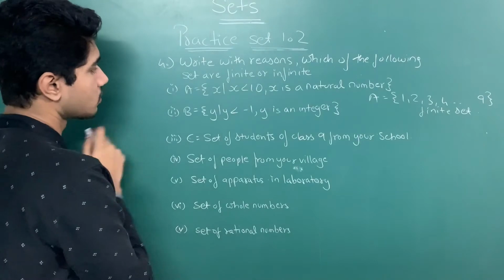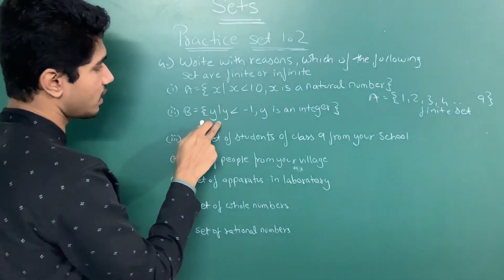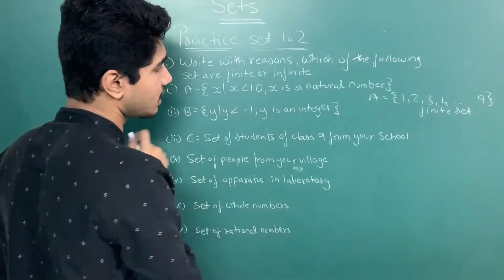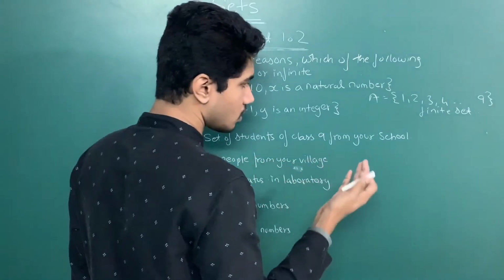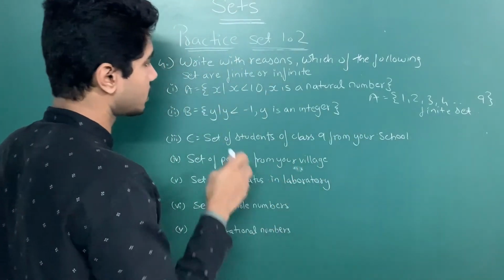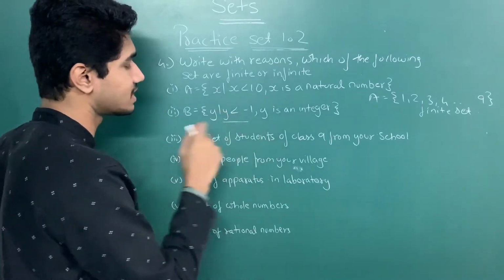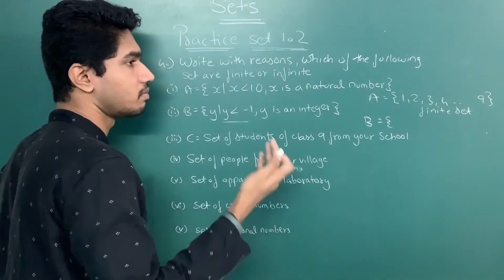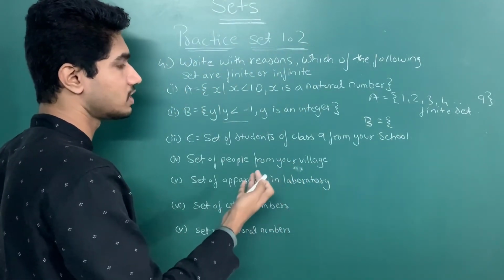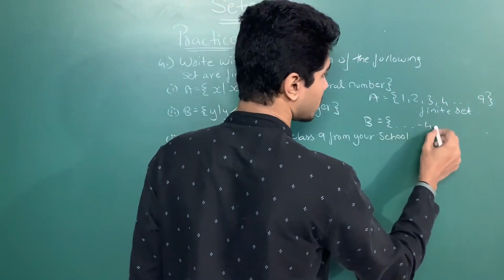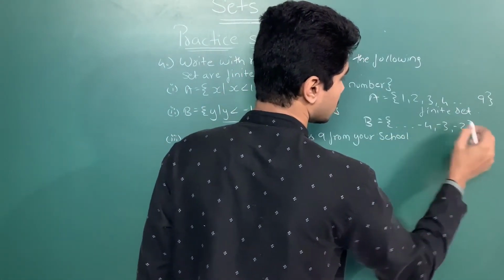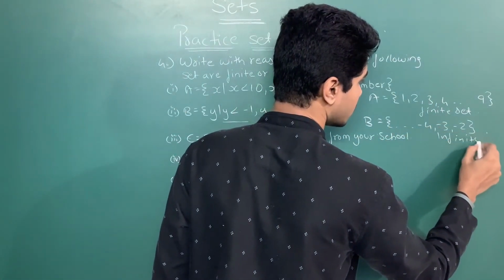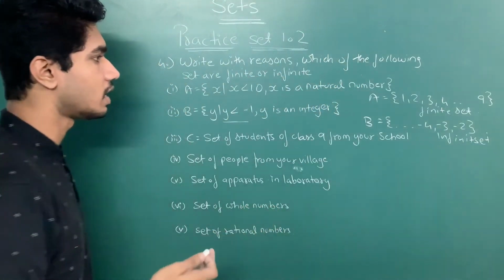Well, in case of B, B is a set of y such that y is less than -1, y is an integer. Now in case of integer, नेगेटिव और पॉजिटिव दोनों नंबर कंसीडर करते हैं, बट यहाँ पे क्या बोला गया है, y is less than -1, therefore B is equal to -2, -3, -4, -5, so इस तरह काउंट बढ़ते ही जाएगा, कभी खत्म नहीं होगा. So therefore, if you see, it's an infinite set, which is, you can say, unlimited, uncountable.